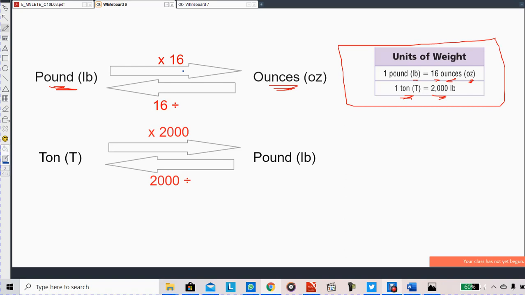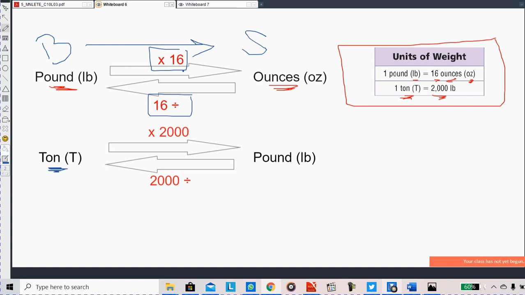So if we are going to convert between two units, you have to be sure whether you are converting from big to small or small to big. In this case, we're going to convert from a big unit to a small unit, so we have to multiply by 16. And in the opposite direction, if you want to convert from ounces to pounds, you have to divide by 16.